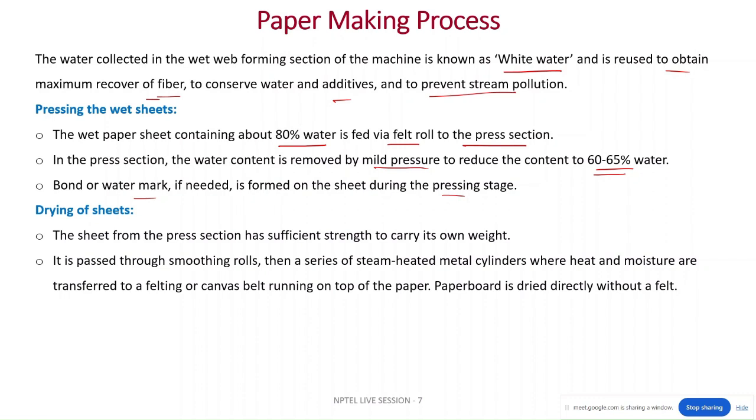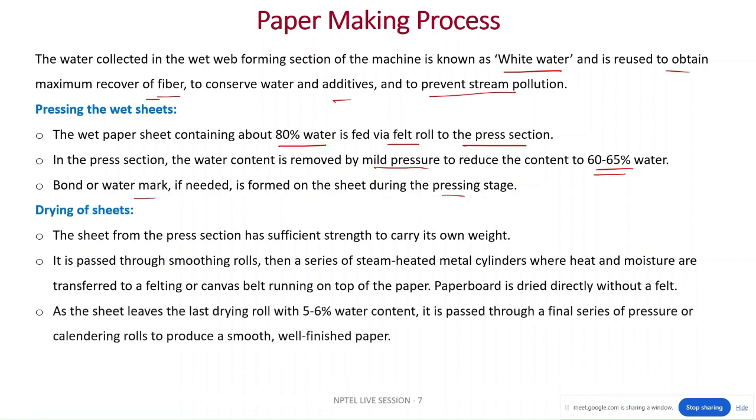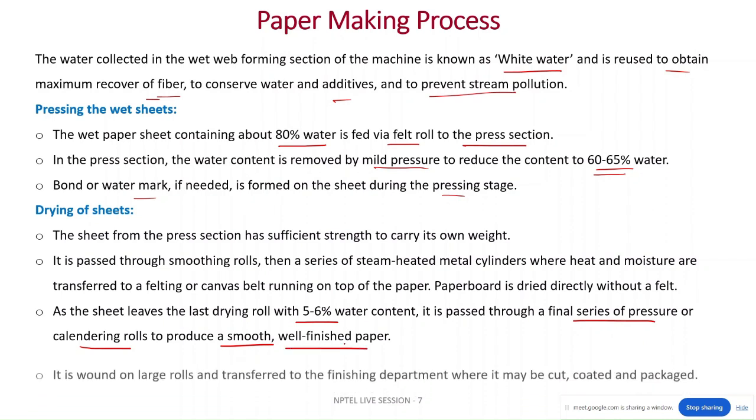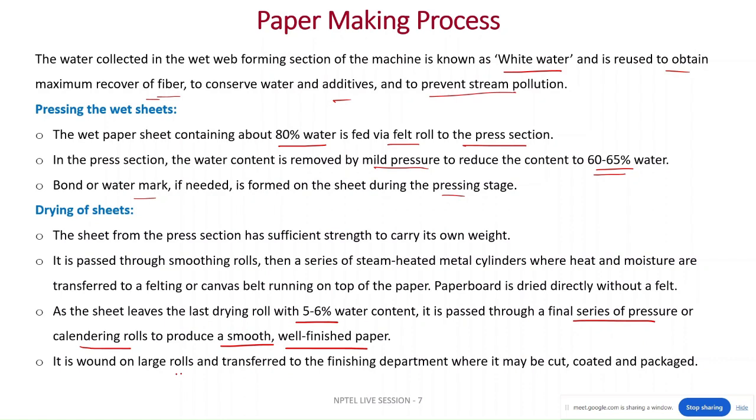Paperboard is dried directly without a felt. So it is being dried by the heated rolls or steam heated metal cylinders. As the sheet leaves the last drying roll, it will have 5 to 6% water content. It is passed through a final series of pressure or calendering rolls to produce a smooth and well finished paper. It is wound on large rolls and transferred to the finishing department where it may be cut, coated and packaged.